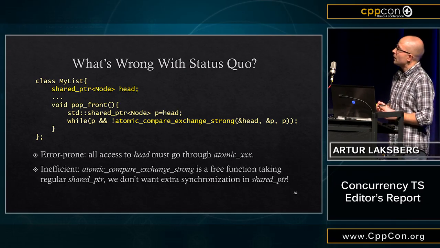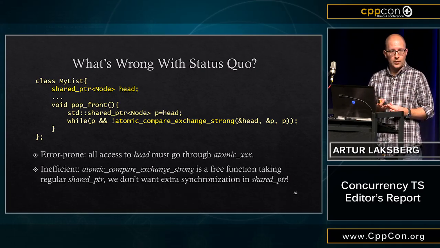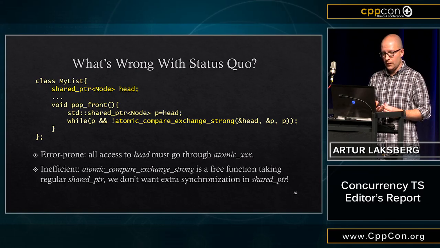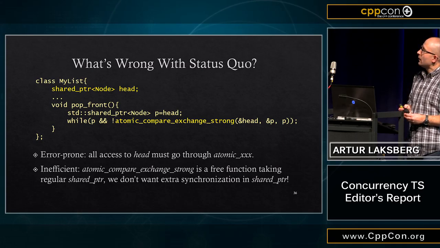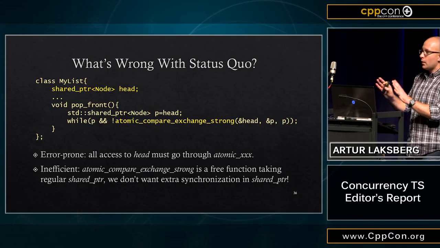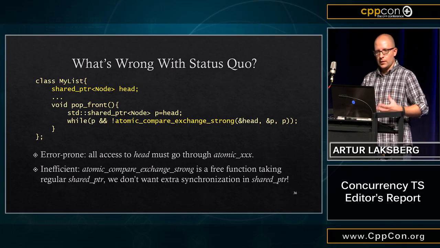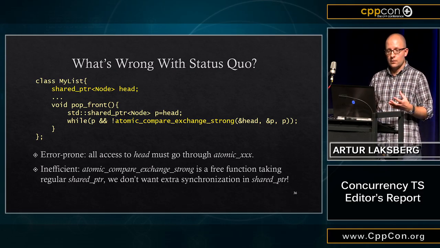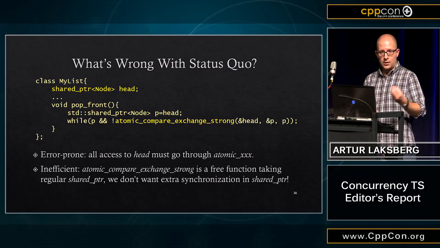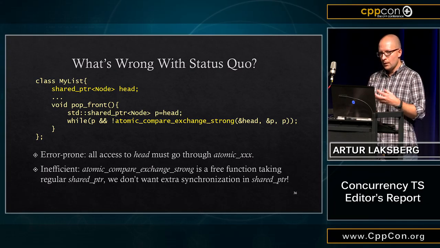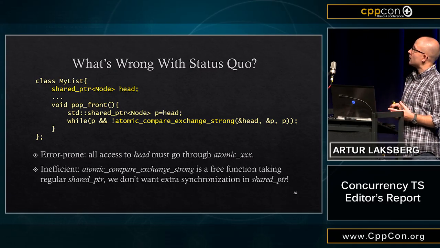And often, when writing lock-free data structures, you'll find yourself using a shared pointer, right, to manage the lifetime of the nodes, in this example of a lock-free list. So there are a couple of problems in this approach with what we're doing today. First of all, it's error-prone. You need to rely on developers' discipline to always use an atomic operation whenever you try to access the shared pointer, right? Currently, there is no way to declare an atomic shared pointer. That's what this proposal is proposing.